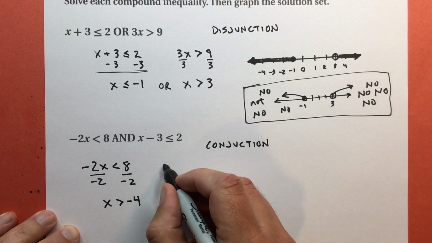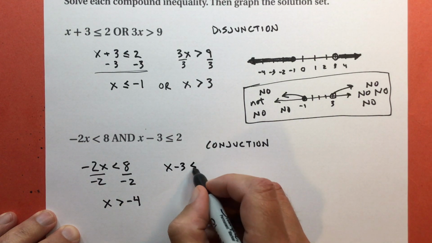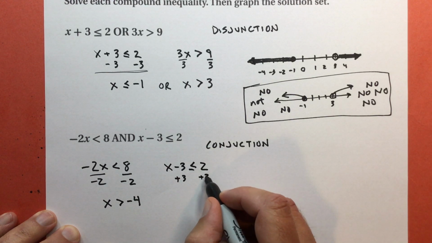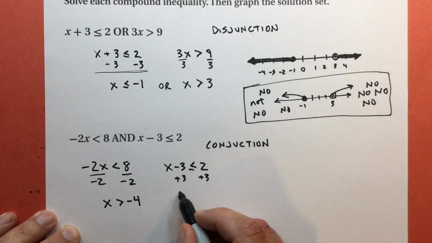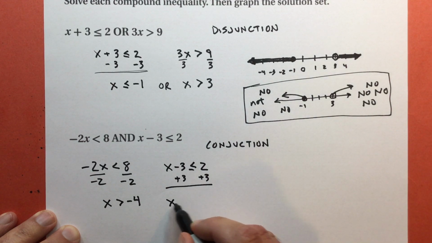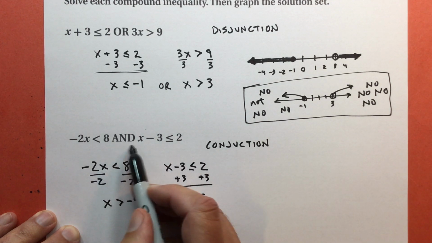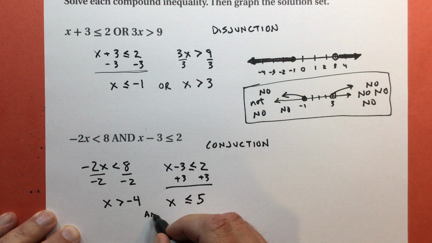The other one, I get x minus 3 is less than or equal to 2. I'm going to add 3 to both sides. That does not change the sign. And I get x plus 0 is less than or equal to 5. And the word and is still here. I just didn't give myself enough space for it.